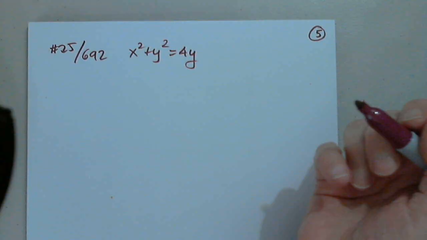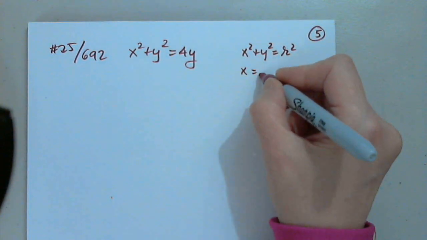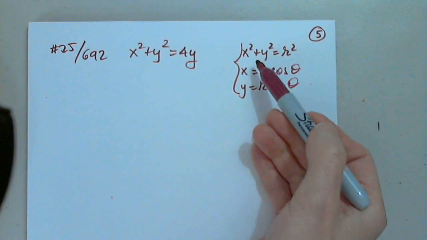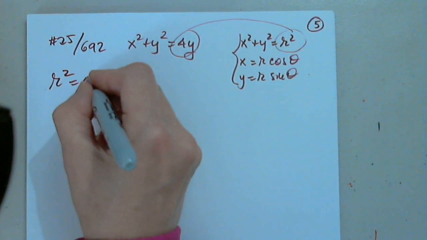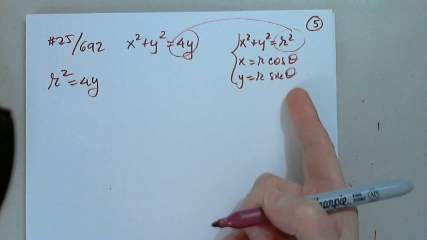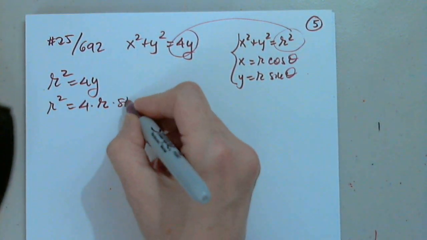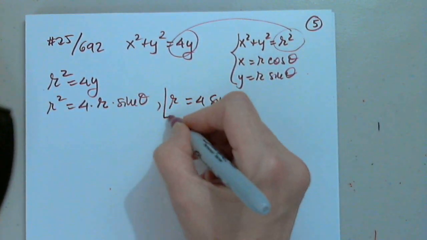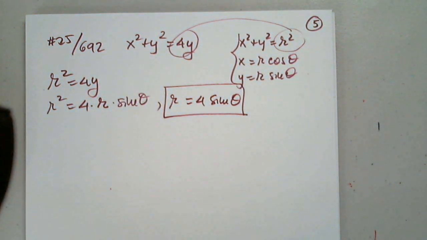Okay, so what we know again are those three equations: x squared plus y squared equals r squared, x equals r cosine theta, and y equals r sine theta. That's all we have. It's very clear that r squared must be 4y, and I will replace y by this. So r squared equals 4 times r times sine theta. Simplify both sides by r. So r equals 4 sine theta. And this is the polar representation of that, which is also a circle, as we know from the previous example.